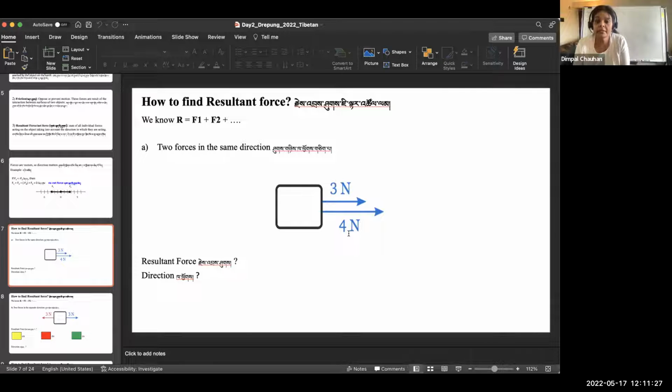7. Yes, it will be 7 Newtons. What will be the direction of the force?